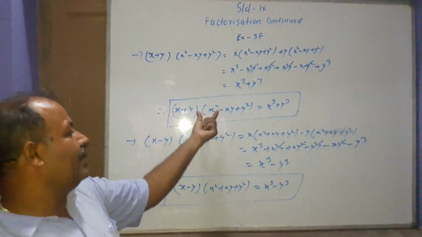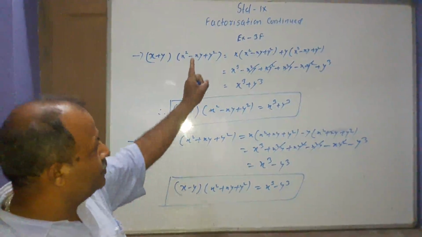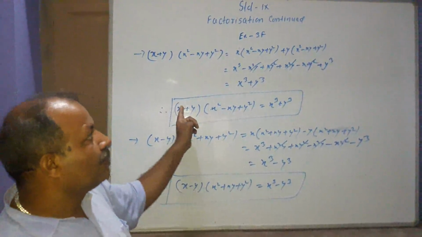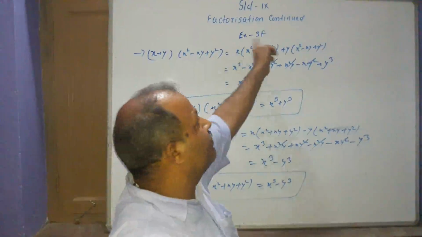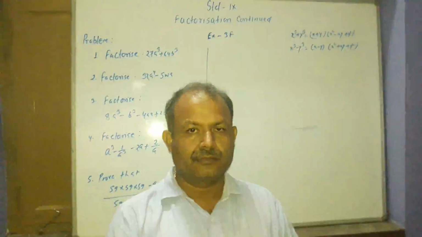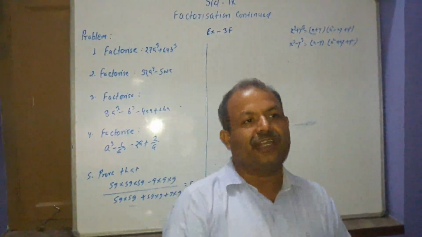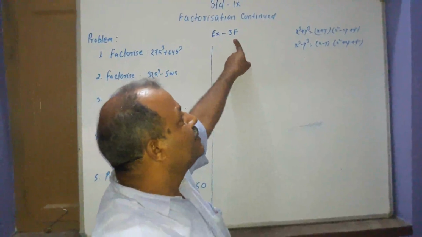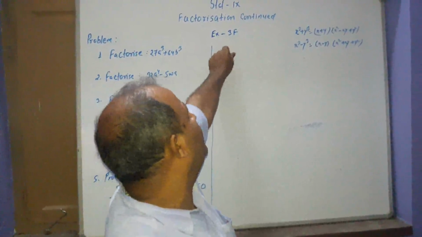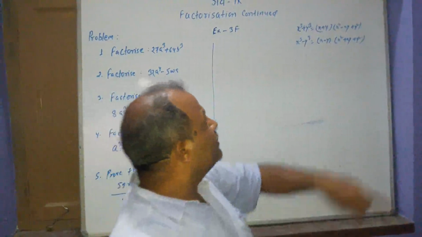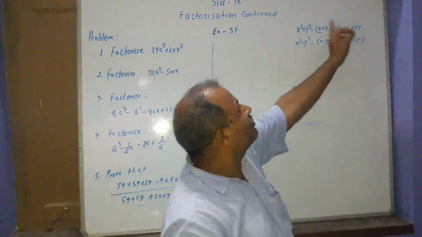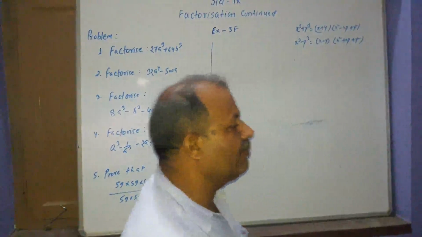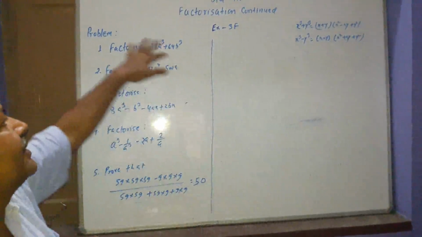First, you have to memorize these two identities. You should know how to find it, but it should be kept in your mind. Only then you will be able to solve the problems of exercise 3F. Now we have to start to solve some of the problems of exercise 3F. Before starting, it is quite necessary for us to keep these two identities in our mind. Only then it will be possible to solve these problems easily.